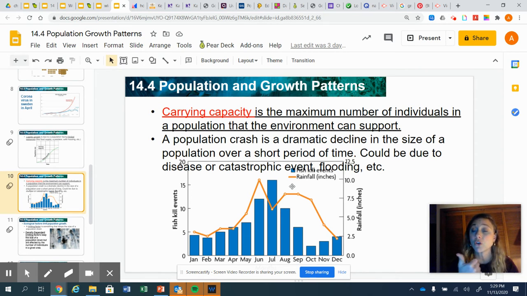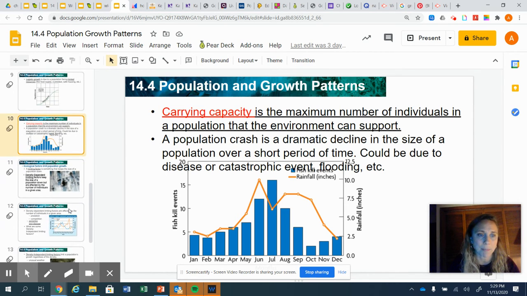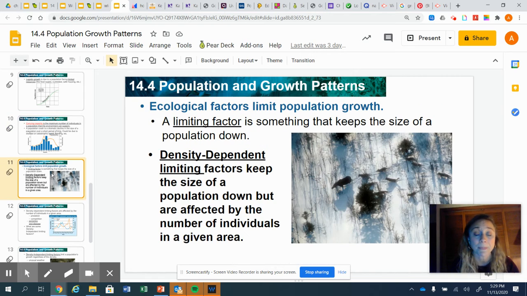All right, so it could be food shortage, it could be a natural disaster or catastrophic event that's going to limit the population in a place. Okay, so ecological factors that could limit population growth. Number of limiting factors, anything that keeps the size of a population down or limits a population. One type could be what's called density dependent. We could categorize it into something that depends on the size of that population. So the more individuals, the more they're going to be affected by this factor.